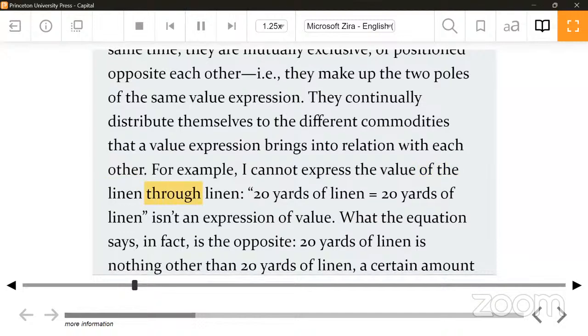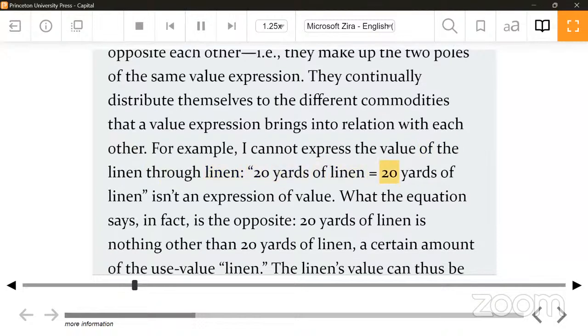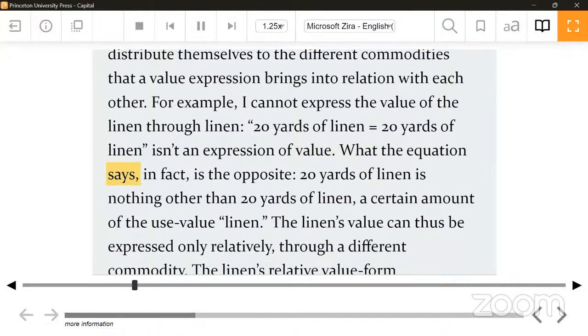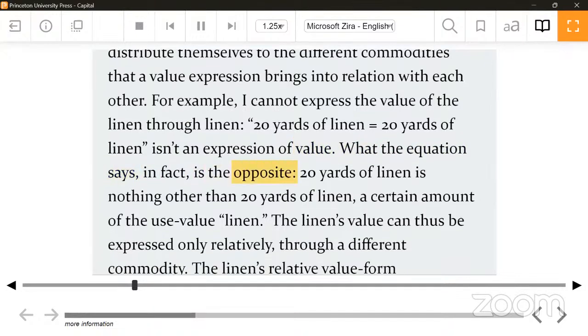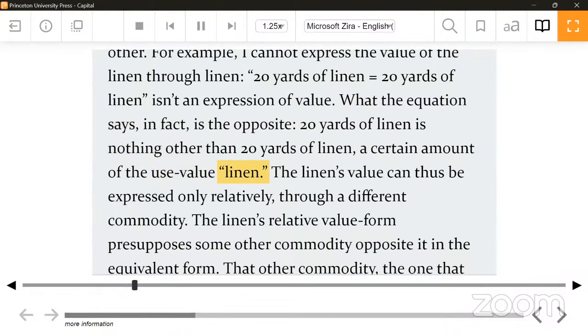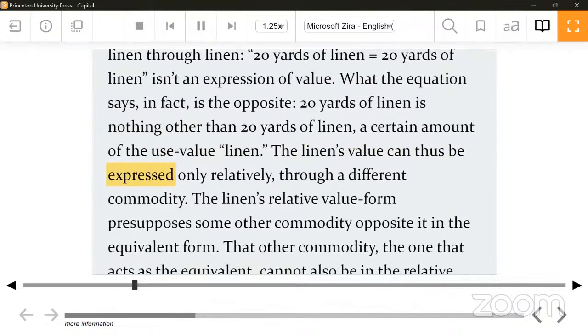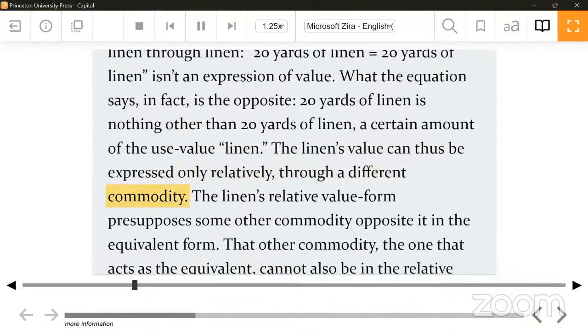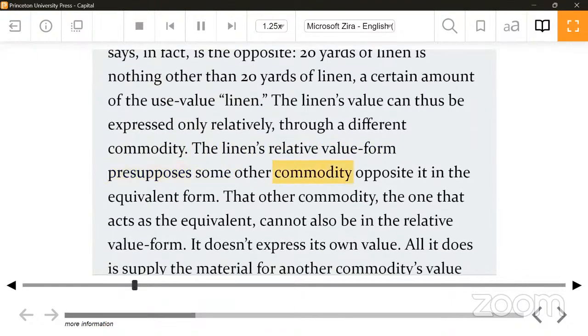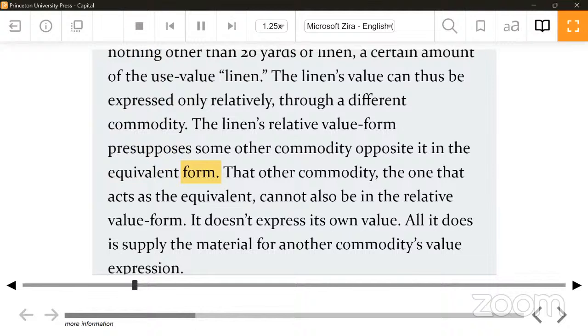For example, I cannot express the value of the linen through linen. 20 yards of linen equals 20 yards of linen isn't an expression of value. What the equation says, in fact, is the opposite. 20 yards of linen is nothing other than 20 yards of linen, a certain amount of the use value linen. The linen's value can thus be expressed only relatively, through a different commodity. The linen's relative value form presupposes some other commodity opposite it in the equivalent form.